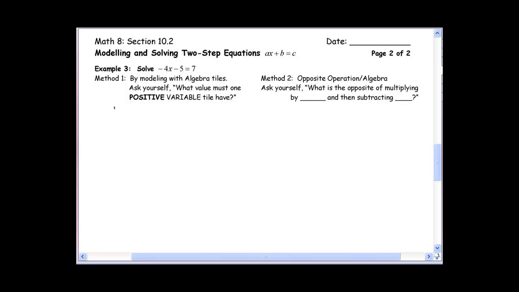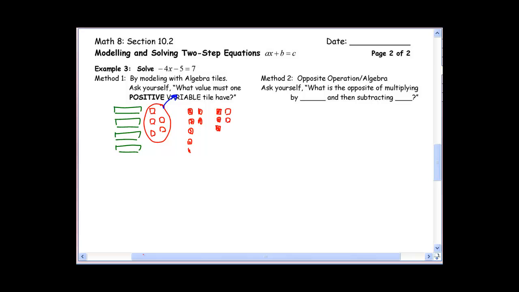Negative 4x, draw that out. Minus 5, draw that out on the left side. This equals positive 7, draw that out. 1, 2, 3, 4, 5, 6, 7. And then our goal here is to get rid of the 5 negatives from the left side, which means we need to get rid of 5 negatives from the right side. We don't have 5 negatives on the right side.